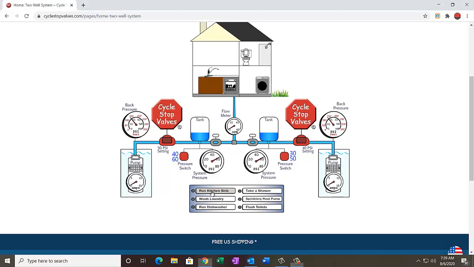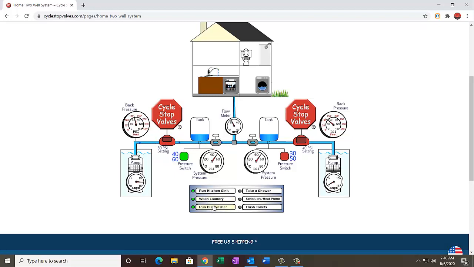On this system, when a small amount of water is demanded, like the kitchen sink, the water will come from the pressure tank until the pressure drops from 60 to 40 psi. At 40 psi, the pressure switch starts the first pump. The CSV on the first pump delivers constant 50 psi by opening enough to supply water for just the kitchen sink.